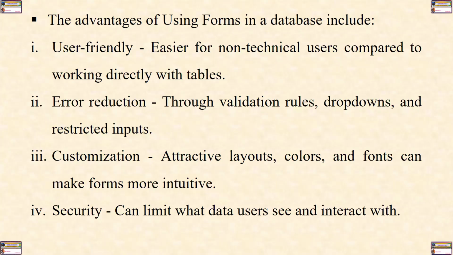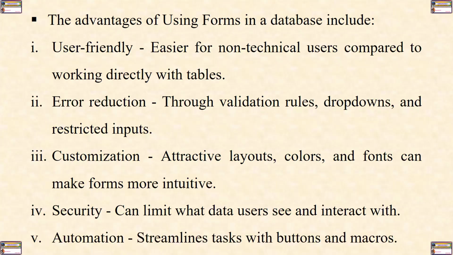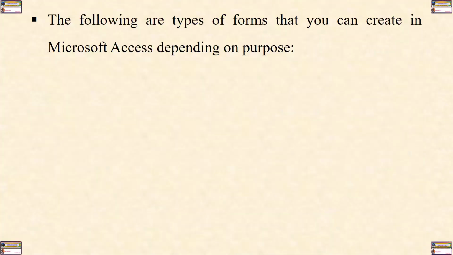With the use of forms, one is able to limit what data users see and interact with. Number 5 is automation. Forms streamline tasks with buttons and macros. The following are therefore some types of forms that you can create in Microsoft Access, depending on the purpose.